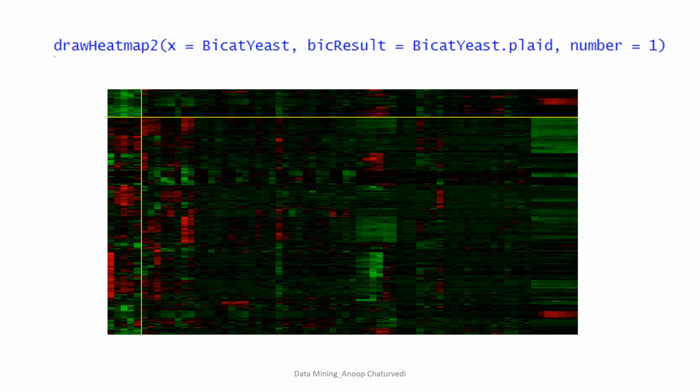Now this is the heat map, and as earlier, the rows and columns represent different observations and different features, and just by looking at the heat map, you can identify different biclusters here or here.